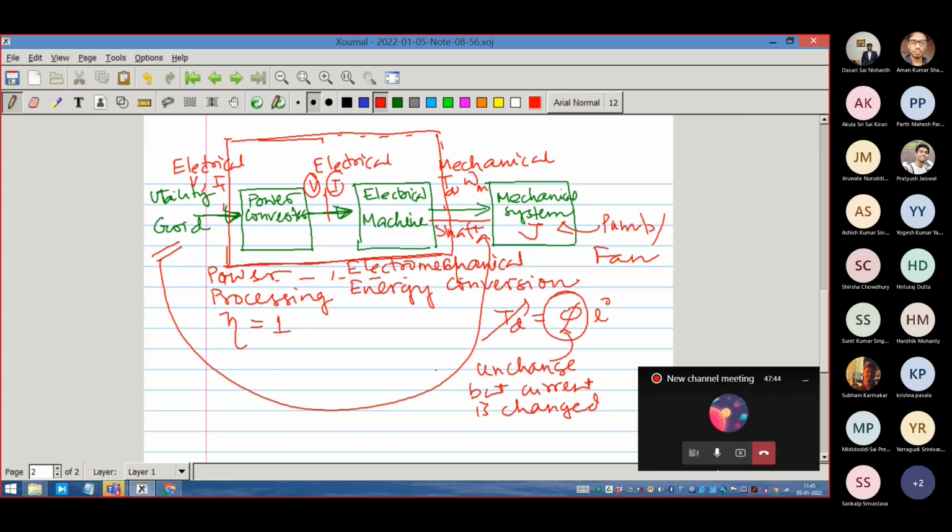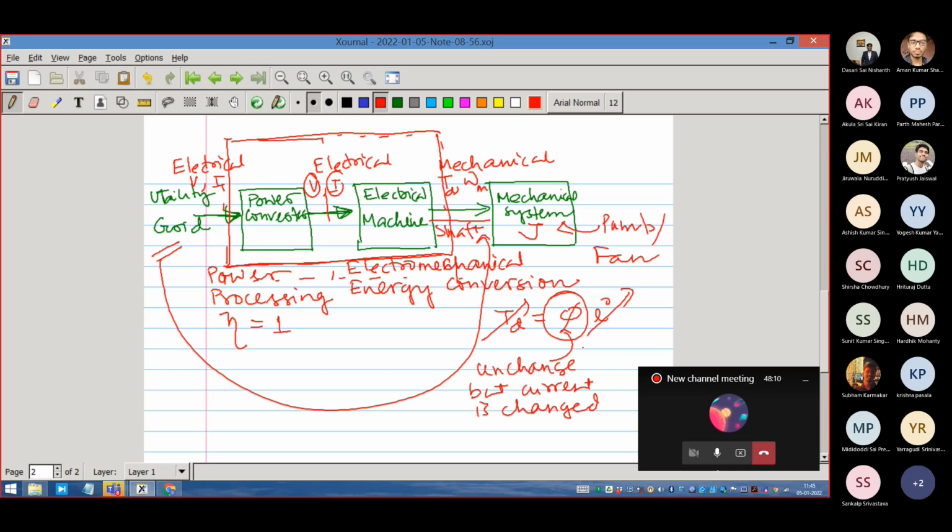Because the utility grid is a frozen system. I cannot directly give and expect that the flux of the machine will remain unchanged and the current will change. When I need to change the torque, I need to change the current, not flux. So this is where the difficulty comes, and this is where the power converter's job comes. So it is very critical. Power converter has to do a very critical job in this situation.